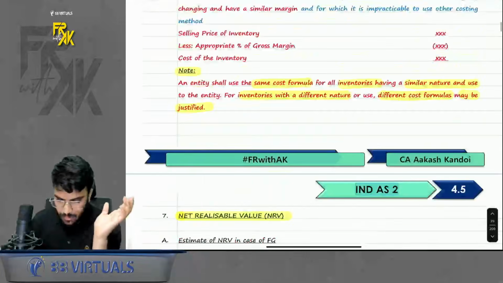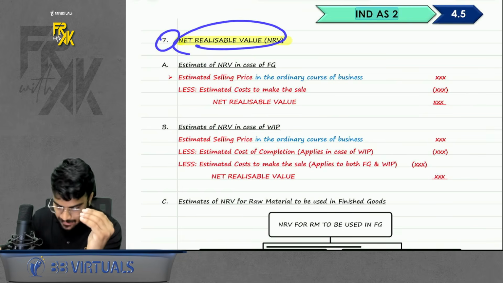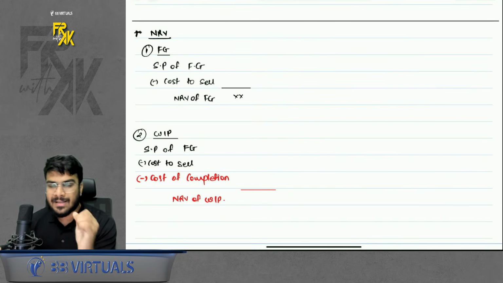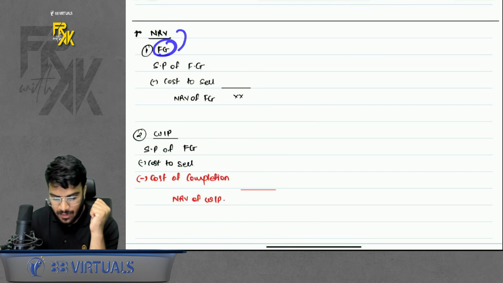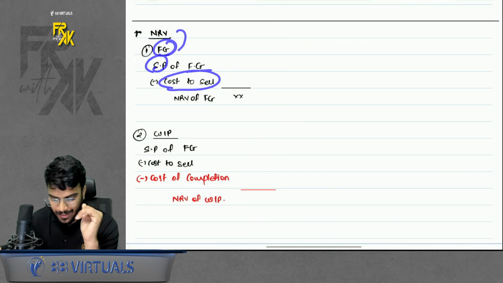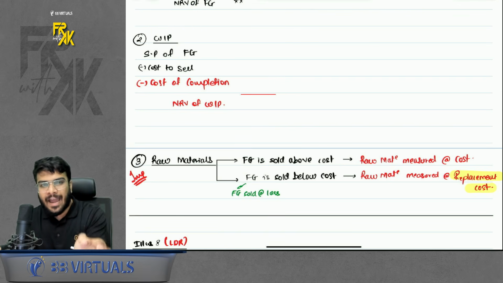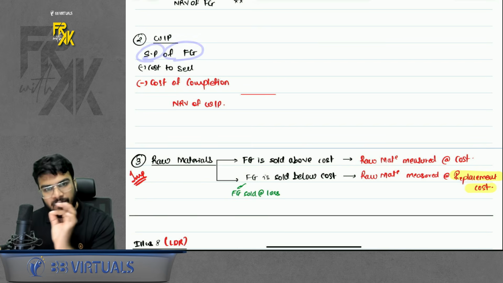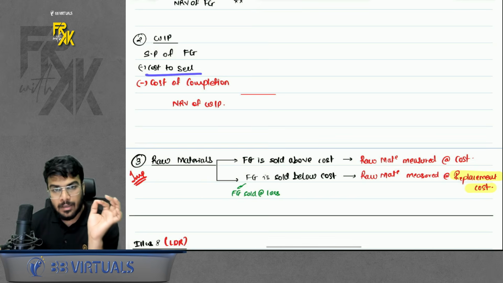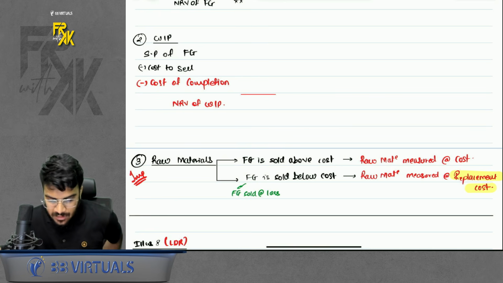Okay, done, sir. So initially we discussed everything about cost. Now in the 7th point, we will discuss NRV. NRV is to be discussed for 3 items: FG, WIP, raw material. For FG, what is the NRV? It is the selling price of FG minus cost to sell. You get the NRV of FG. What about WIP? For WIP, you do not have a direct NRV. So what you do? You take the selling price of FG less cost to sell, and because you are taking everything of FG, you need to deduct one more extra cost, that is cost of completion. You will get the NRV of WIP.